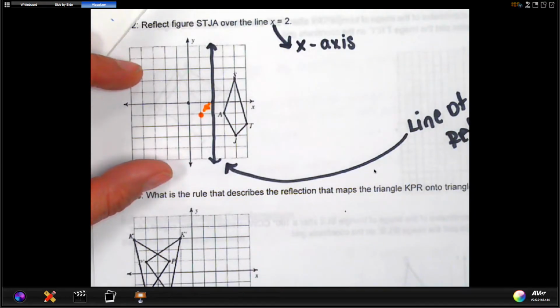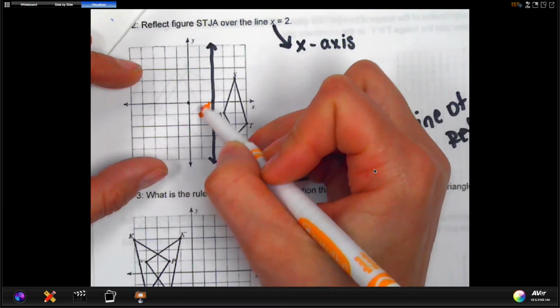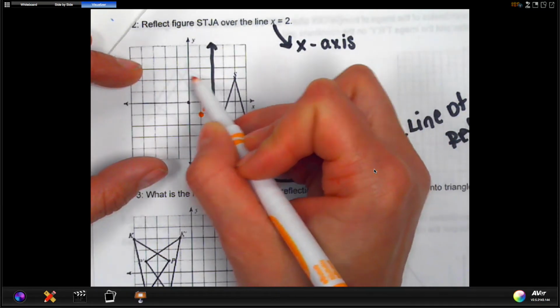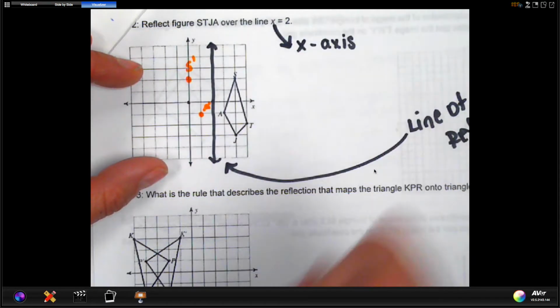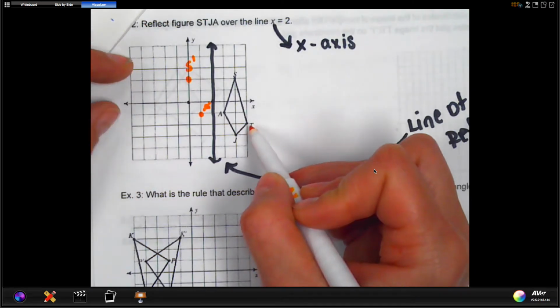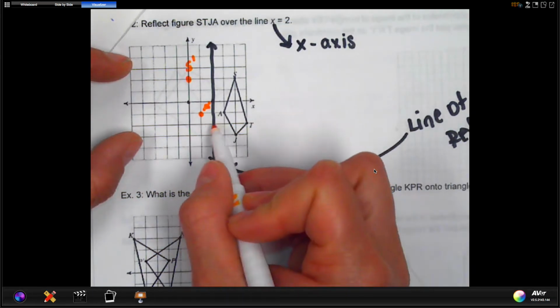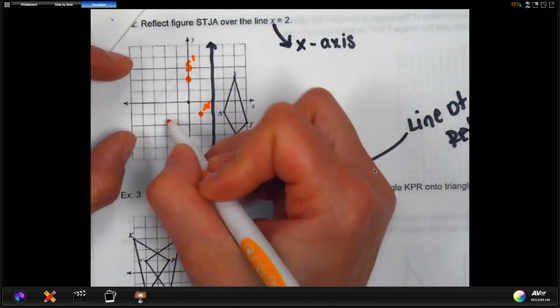Then let's go up to S. S is 1, 2 units to the right, so we're going to go 1, 2 units to the left of our line of reflection. And that's S prime. Then I'm going to go down to T. T is 1, 2, 3 units to the right. So to reflect it, I'm going to go 1, 2, 3 units to the left of my line of reflection.